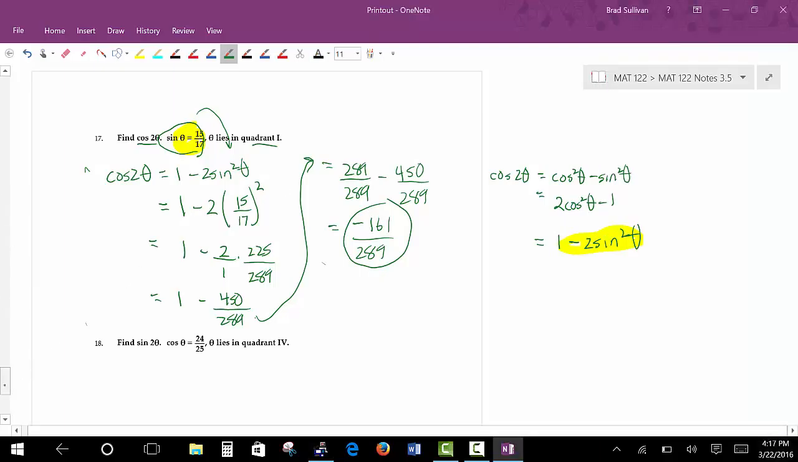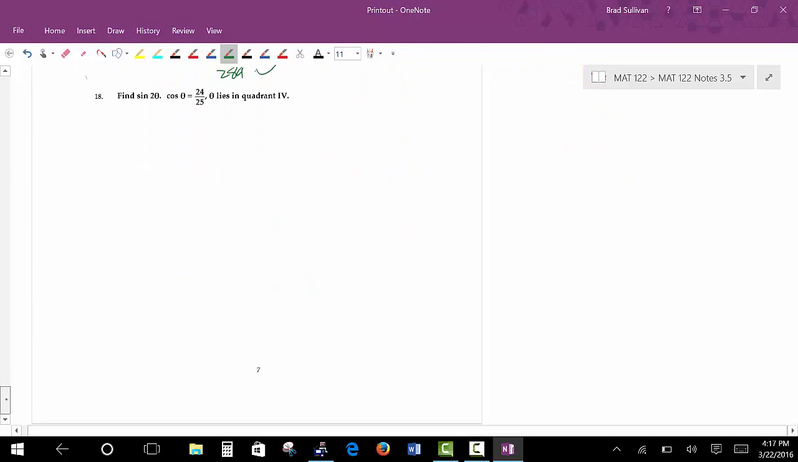Okay, one last problem. Let's hope this thing doesn't screw up anymore. I'll probably have to reboot my computer to fix whatever's going on with this.